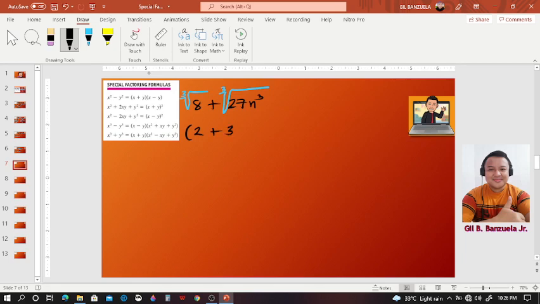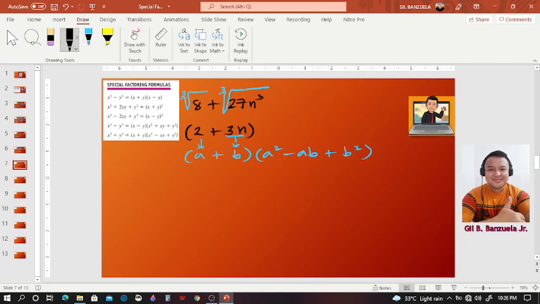and the cube root of n cubed is n. Alright? So again, we expect this factor according to the rule. So this is your A, 2, and the entire 3n is your B. So we expect that the other factor must be the square of A, then minus the product between A and B, then plus the square of B.